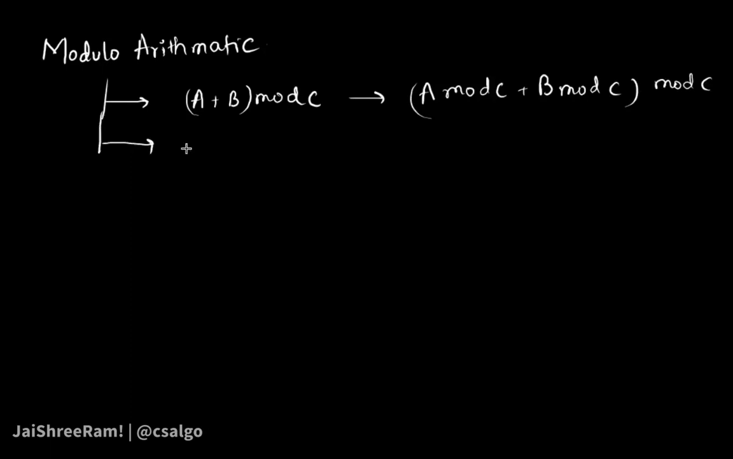Similarly, we could do subtraction. We could open up the modulo inside it, first take modulo of both of them, then subtract, and then again take a modulo. We discussed that we could multiply two numbers.